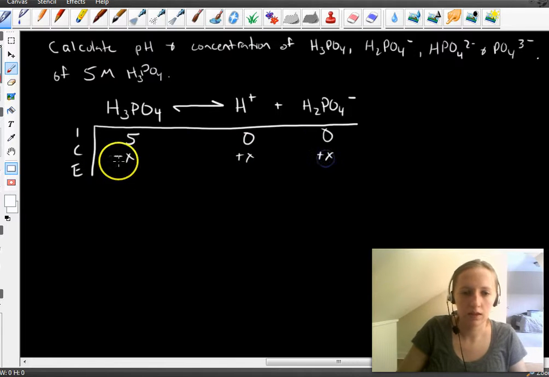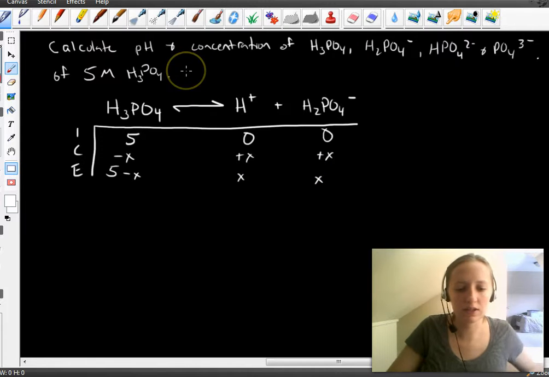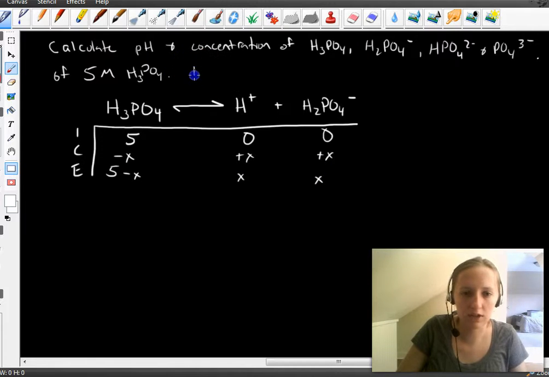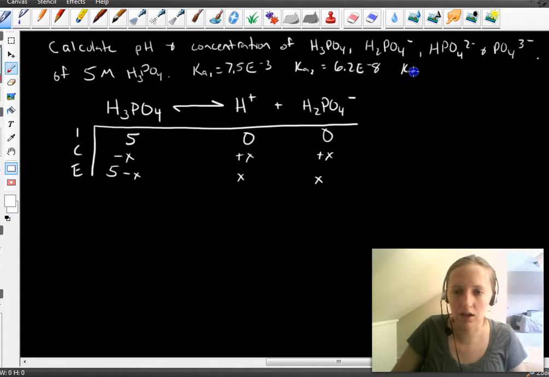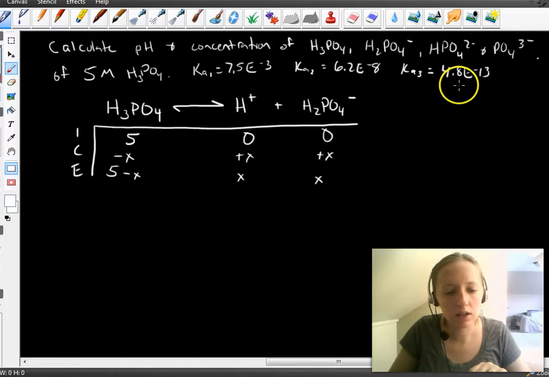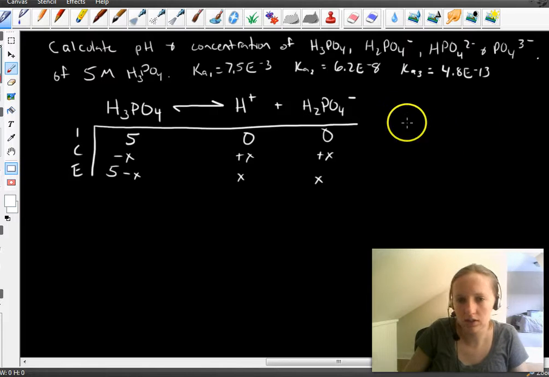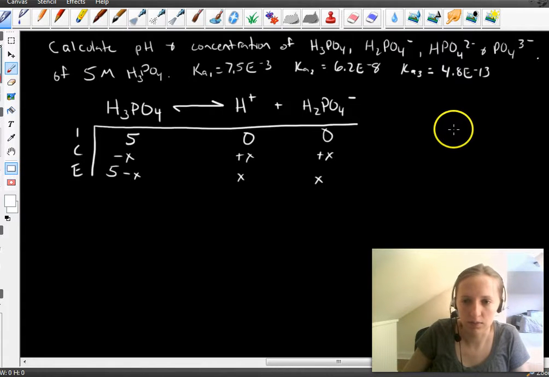And that's going to be 5 minus x, x, and x. In the problem, it tells us that our first Ka, or Ka1, is 7.5 e negative 3. Our second Ka, Ka2, which we'll use for the second proton, is 6.2 e negative 8, and the Ka3 was 4.8 e to the negative 13.